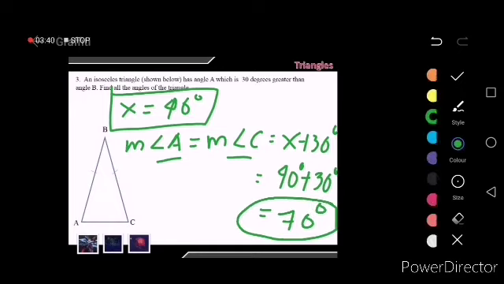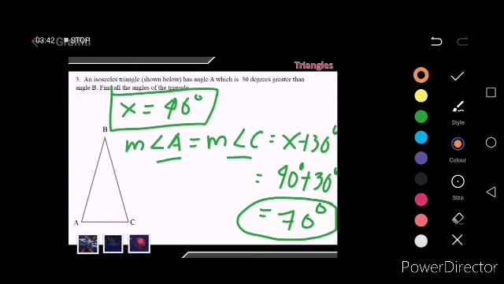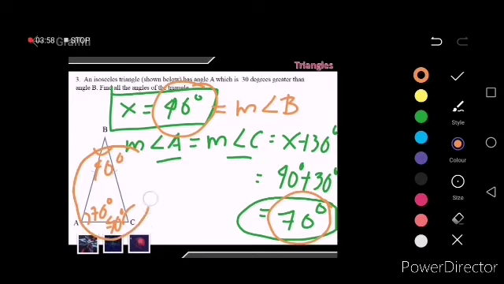O, baka tinatanong nyo sa akin, Sir, paano naman yung angle B? Ba't kinalimutan nyo? Tapos na. Because x is the measure of angle B. 40 and 70. O, i-check natin. If this is 70, this is also 70 degrees. And this is 40 degrees. Adding those three will give you 180 degrees.